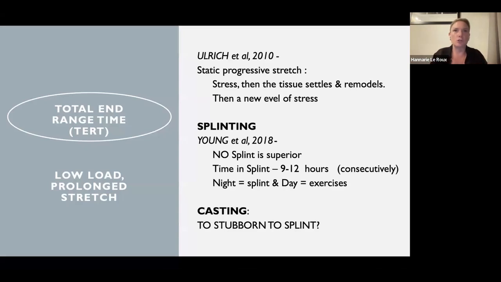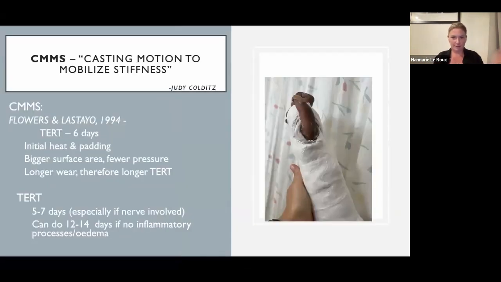I don't do the 2 hours on, 2 hours off as we were taught, because it confuses my patients. They leave their splints at home, so they lose their splints. So I give it to them and they must put it on at night and take it off in the morning. And then casting. Where do we bring in casting? I say when it's too stubborn to splint, you cast. And that's what I explained about the 10 degrees.